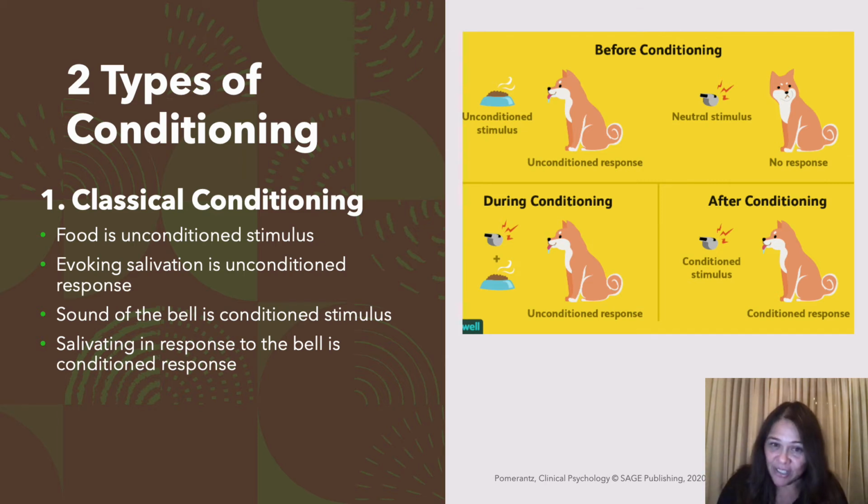Now, what Pavlov started to notice, because he said, well, I'm this neutral person. I didn't do it. I'm just the researcher. So what he did was he applied a neutral stimulus, which was the sound of the bell.